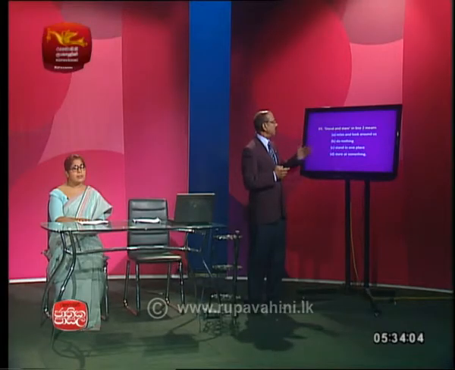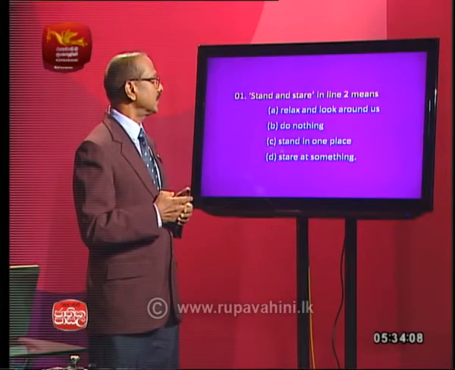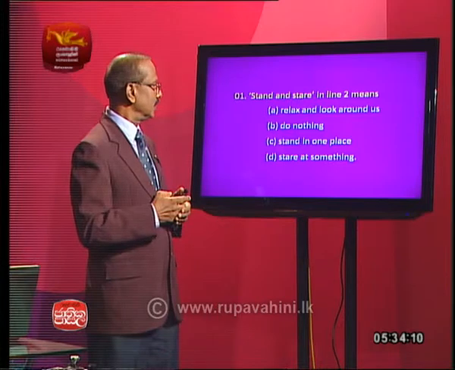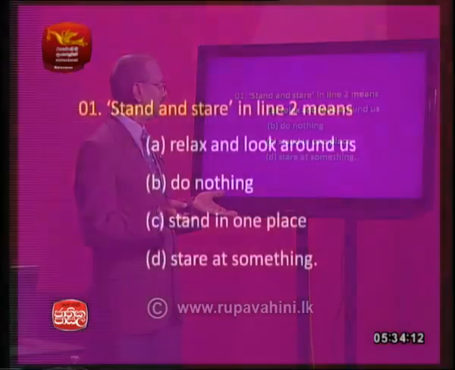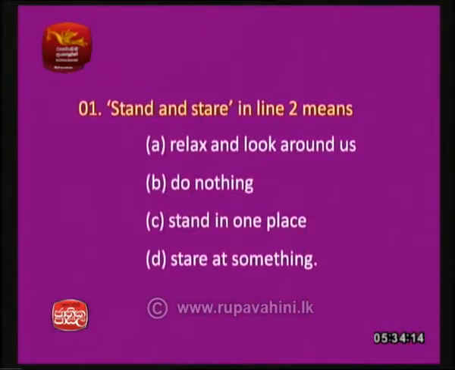The line "stand and stare" in line 2 means, first one, A: relax and look around us; B: do nothing; C: stand in one place; D: stare at something. What is the correct answer? Yes, it should be number 1. Relax and look around us. So you'll have to underline it.